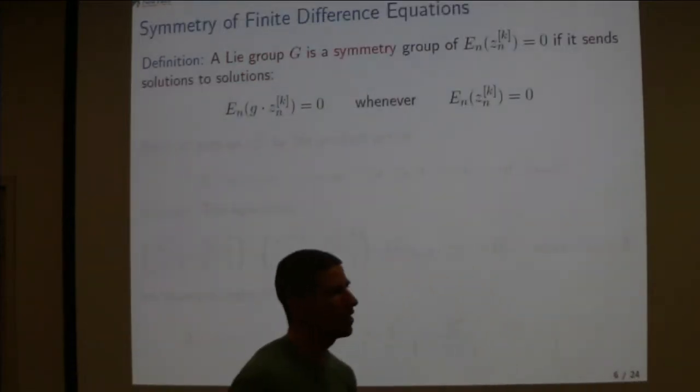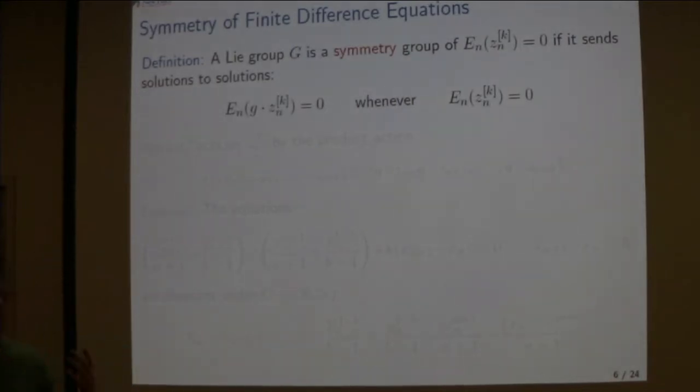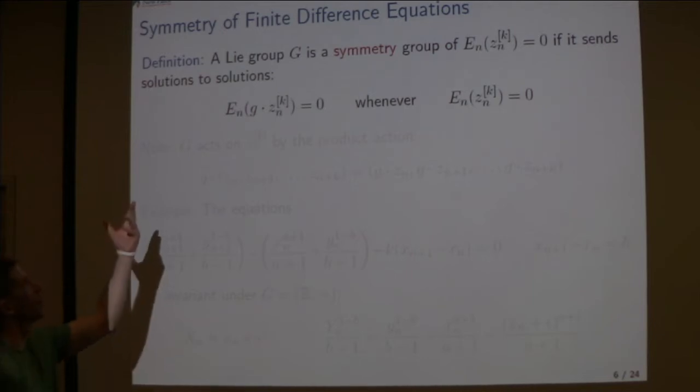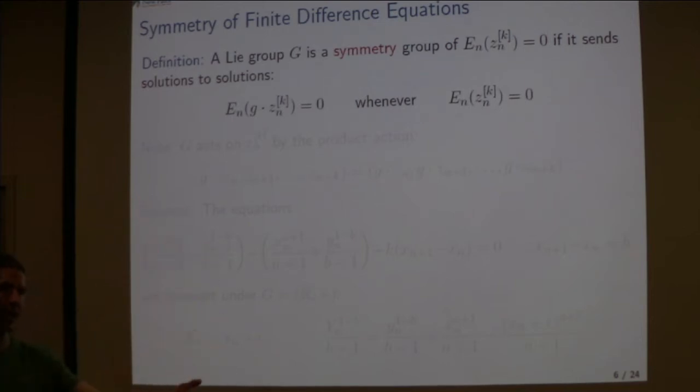And so I guess today, when we consider finite difference equations, we will assume that the equation has a symmetry group. We will say that a Lie group G is a symmetry of the finite difference equation if it sends solutions to solutions, just like it did for differential equations. Another way of saying that is that if you act with your symmetry group on the finite difference equation, it has to give you back the equation you started with, just like for ODEs.